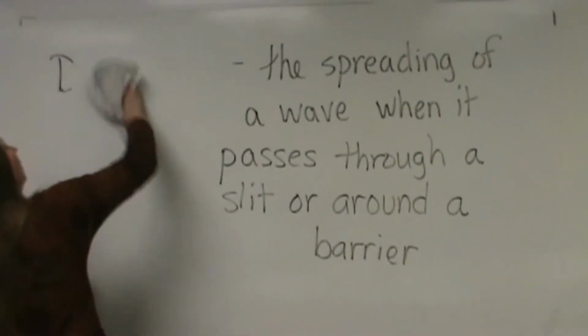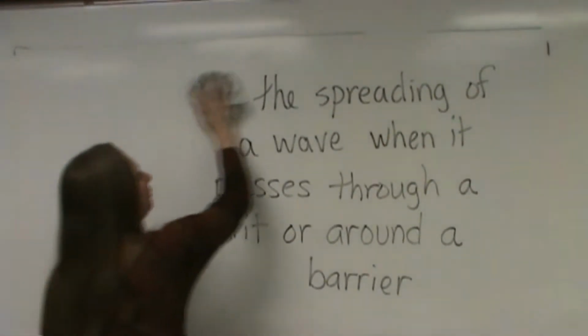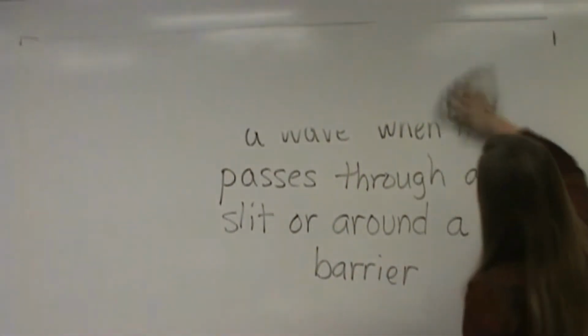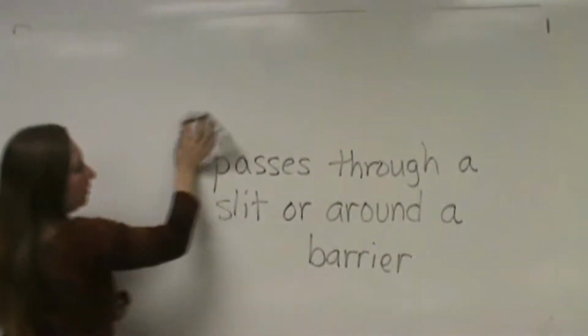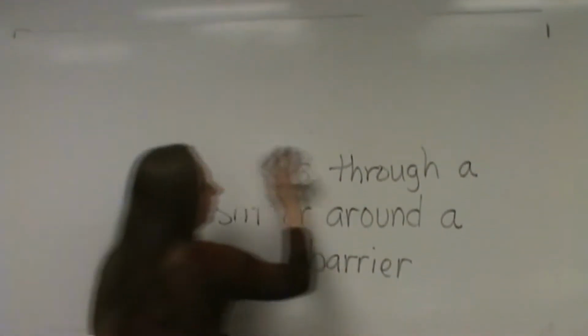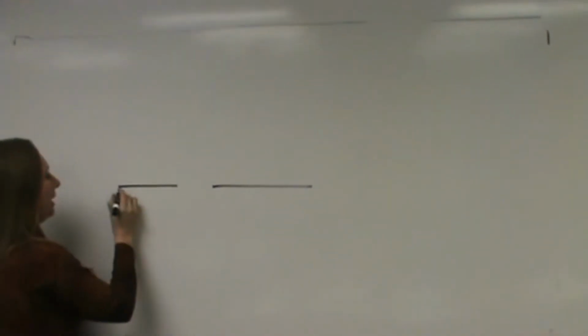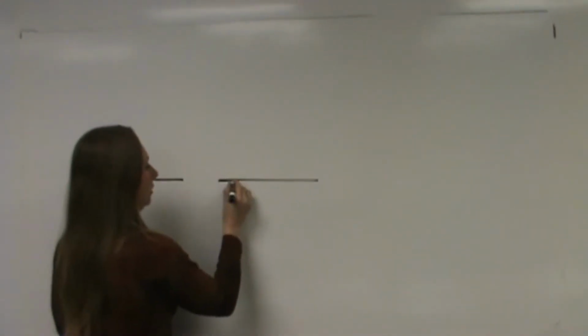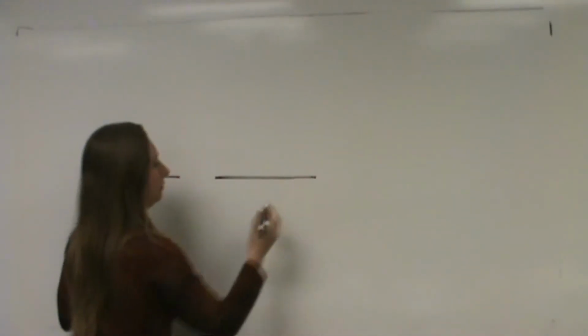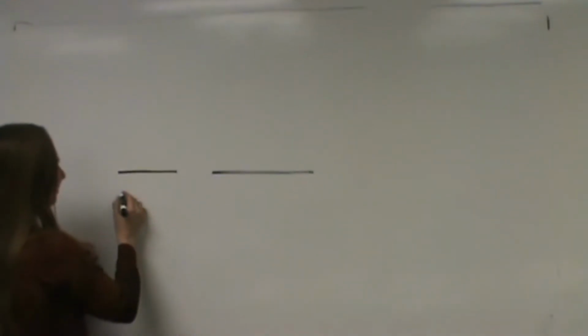Okay? So let's draw a picture of diffraction. This is called single slit diffraction. There's the slit, the opening. Basically, these are barriers. This is a barrier and this is a barrier. So you almost can't have the slit without the barriers. So the definition is a little bit redundant.